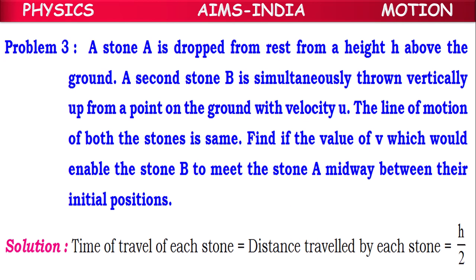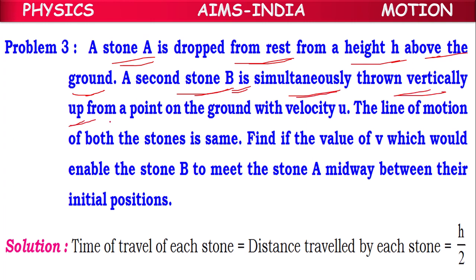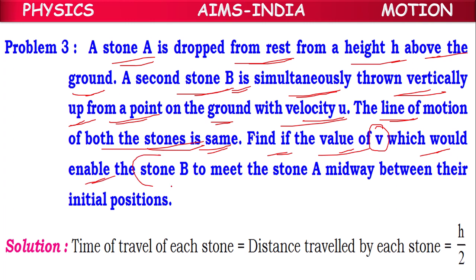Next, Problem 3. A stone A is dropped from rest from a height h above the ground. A second stone B is simultaneously thrown vertically up from a point on the ground with a velocity u. The line of motion of both the stones is the same. Find the value of u which would enable stone B to meet stone A midway between their initial positions.